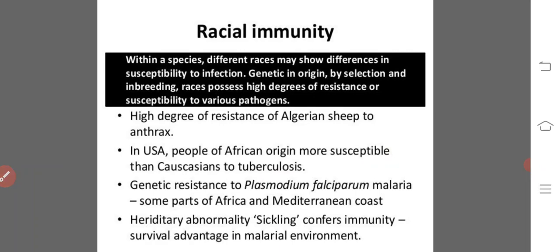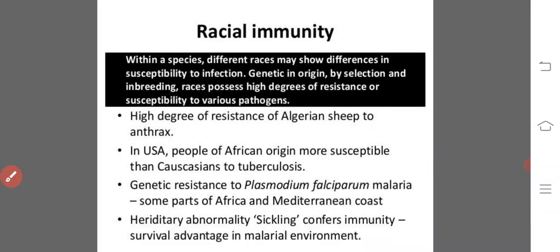An interesting instance of genetic resistance to Plasmodium falciparum malaria is seen in some parts of Africa and the Mediterranean coast. A hereditary abnormality of RBC, sickle shape, prevalent in the area, confers immunity to infection by the malarial parasite and may have evolved from the survival advantage conferred by it in a malarial environment.